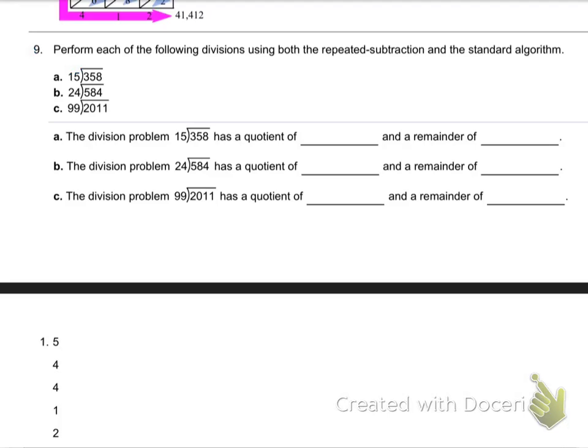Maybe I'll just make up a different one. How about 23? Oh, maybe I better not. 15 into 358. I'm going to do theirs. Okay, 15 into 358. What we're doing here is we're going to show a different way to divide.